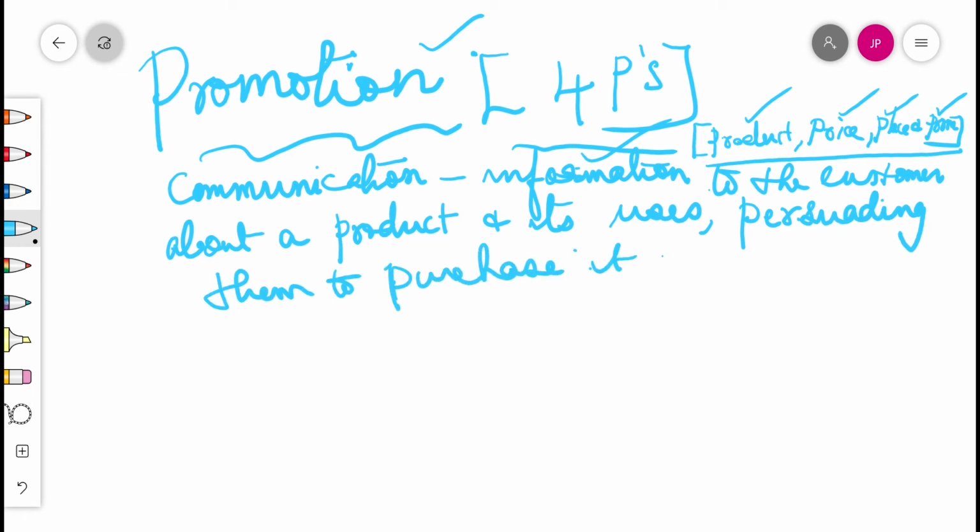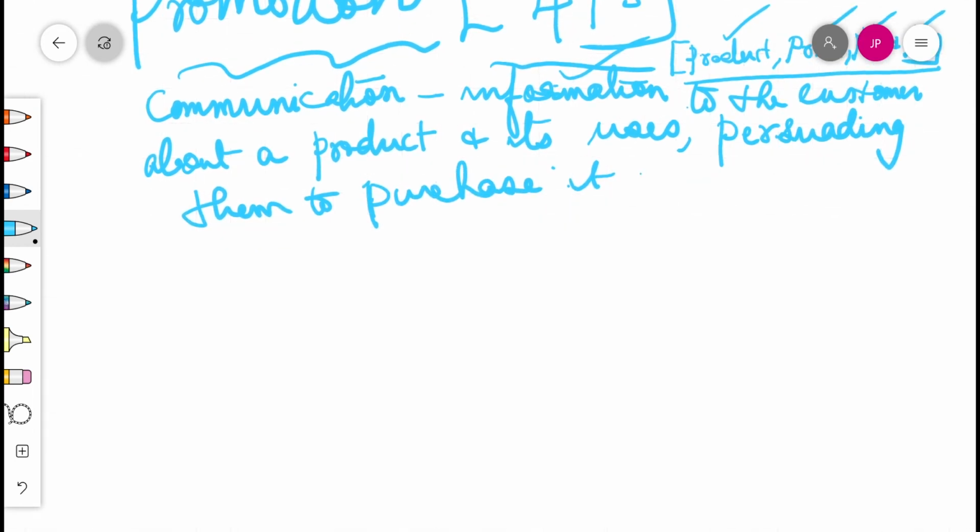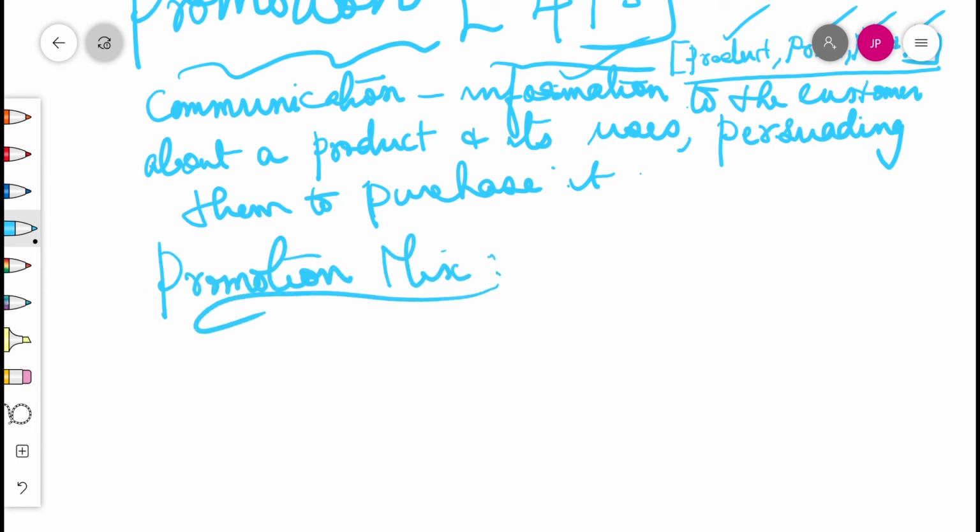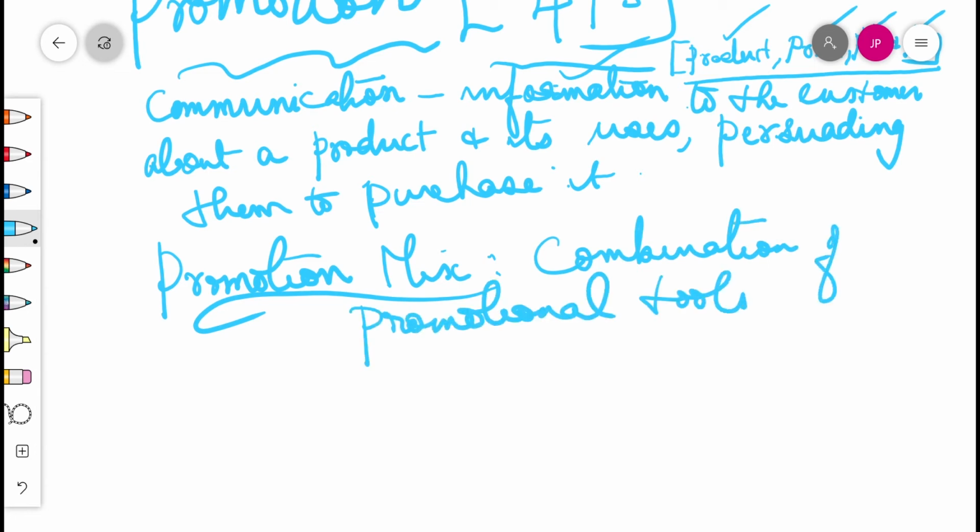So we get a word, promotion mix. Please write down the next point. Promotion mix refers to the combination of various promotional tools to be used by an organization to provide information about a product and its uses and to persuade them to purchase it.